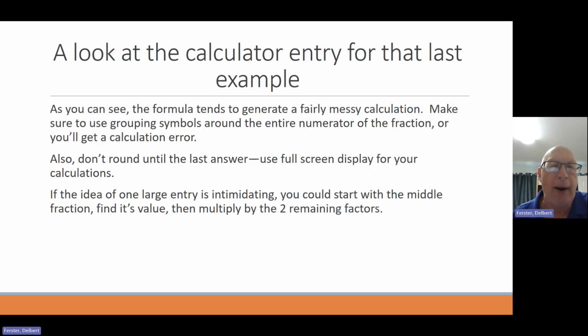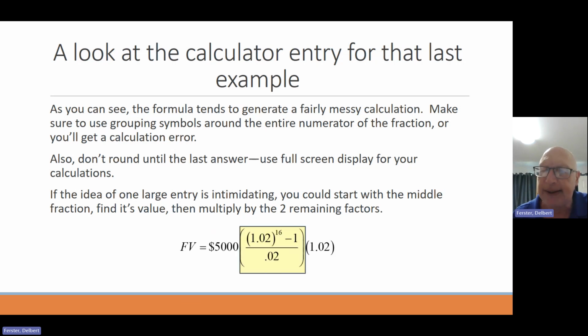$95,060.35. All right. The calculator entry for that last example, again, you've heard me say this before, you can't round until the end. So you've got to use full screen display. And if you get intimidated by that big thing, tear it apart and work it out. Take that inside group as you heard me describe and say, I'm going to do 1.02 to the 16th. Cool. Then I'm going to subtract 1. Hit equals to complete that subtraction, then divide that by 0.02 and hit equals again. Then it's simply taking that decimal mess on your calculator times 5,000 and times 1.02.